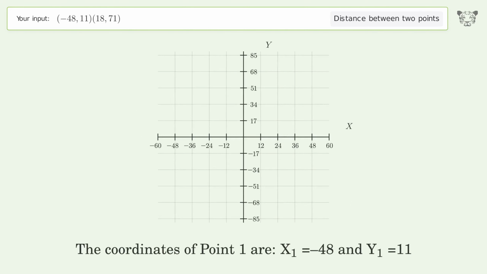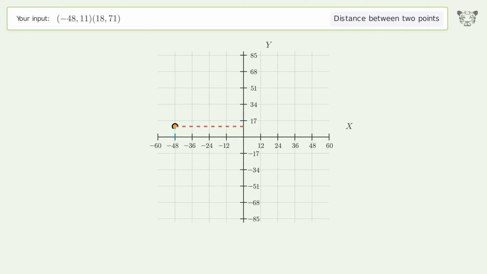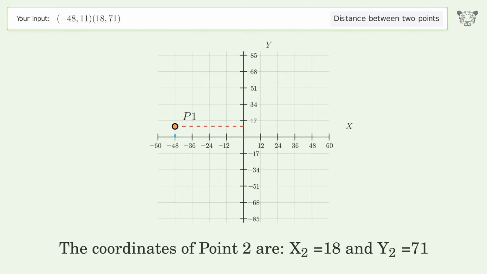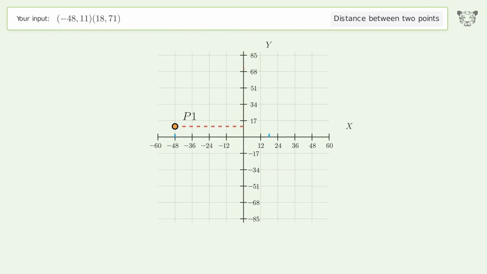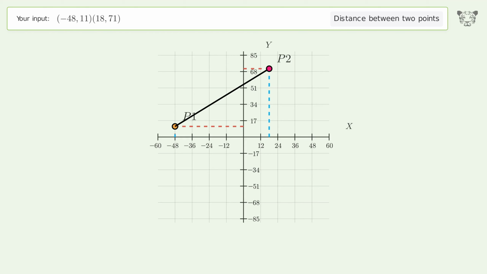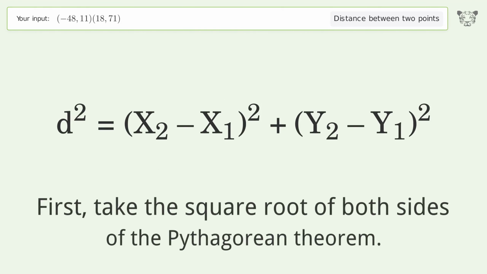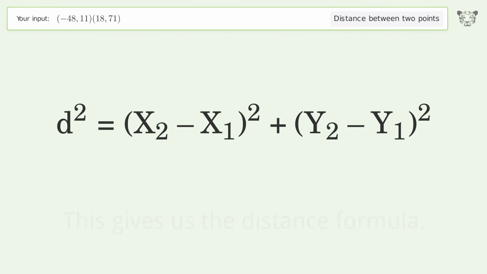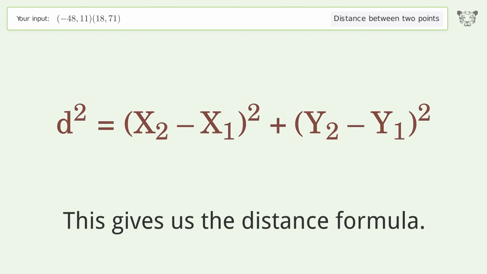The coordinates of point 1 are, x1 equals -48 and y1 equals 11. The coordinates of point 2 are, x2 equals 18 and y2 equals 71. D is the distance between the 2 points. First, take the square root of both sides of the Pythagorean theorem. This gives us the distance formula.